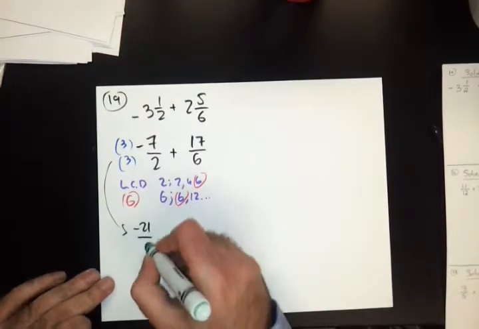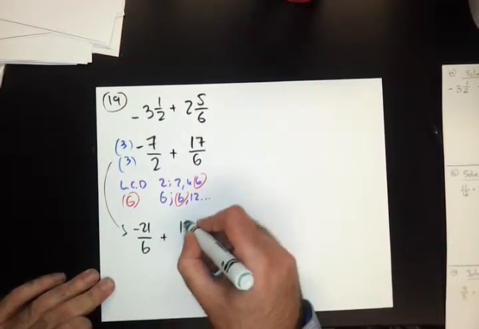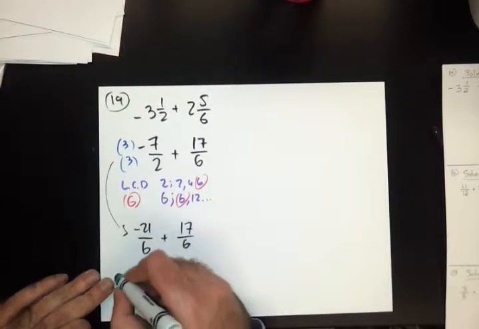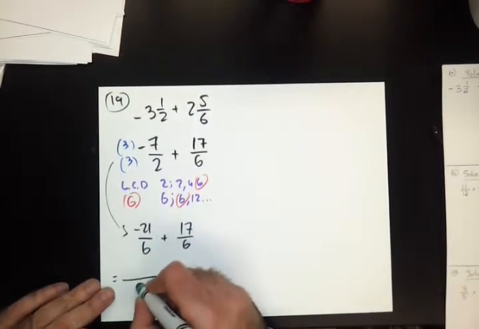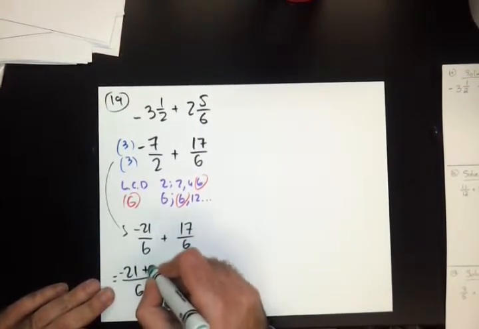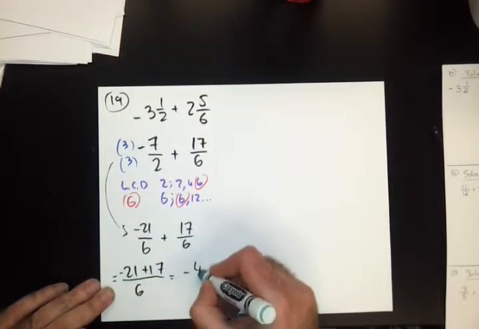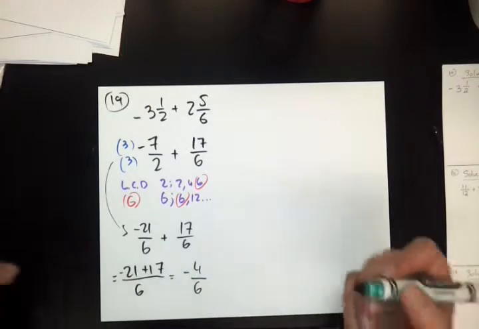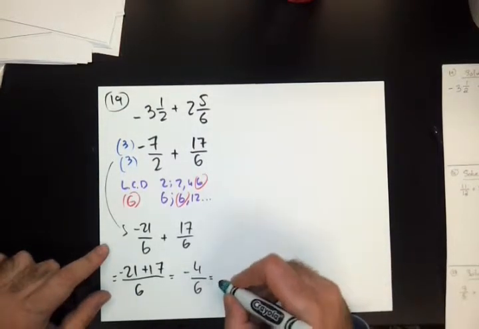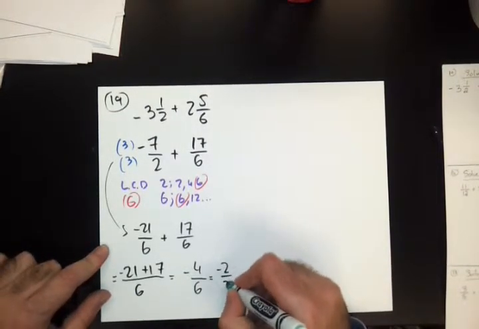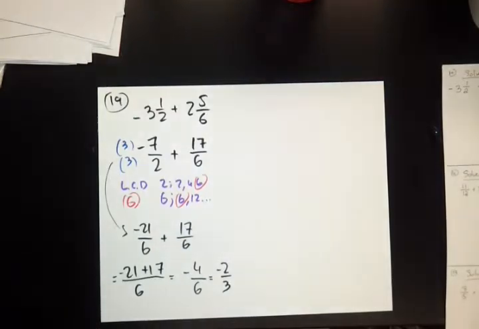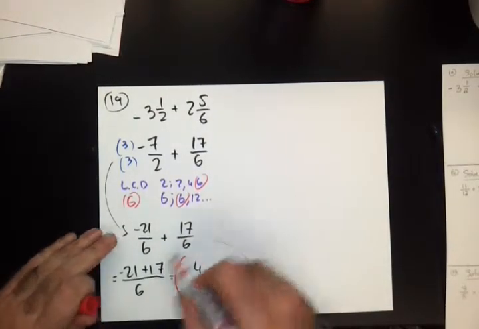Negative 21 over 6 plus 17 over 6. Put over a common denominator. Negative 21 plus 17. The negative is bigger. It's going to be negative 4 over 6. You can, of course, simplify that down if you wanted to into negative 2 over 3. You don't have to. Either one of these would be good.